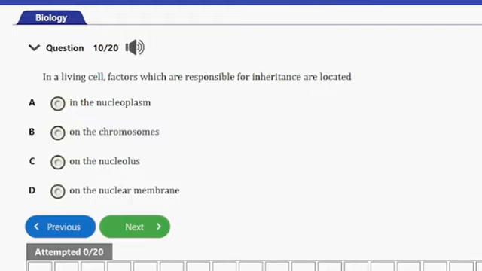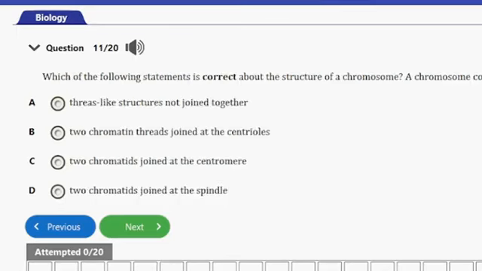The factors that are responsible for inheritance in a living cell are actually located in the chromosomes. So it's actually the chromosome that houses the DNA. It's made up of protein and a single molecule of DNA which carries the cell's genetic instruction. So that's it for that question. Let's consider the next question, question number 11 here.